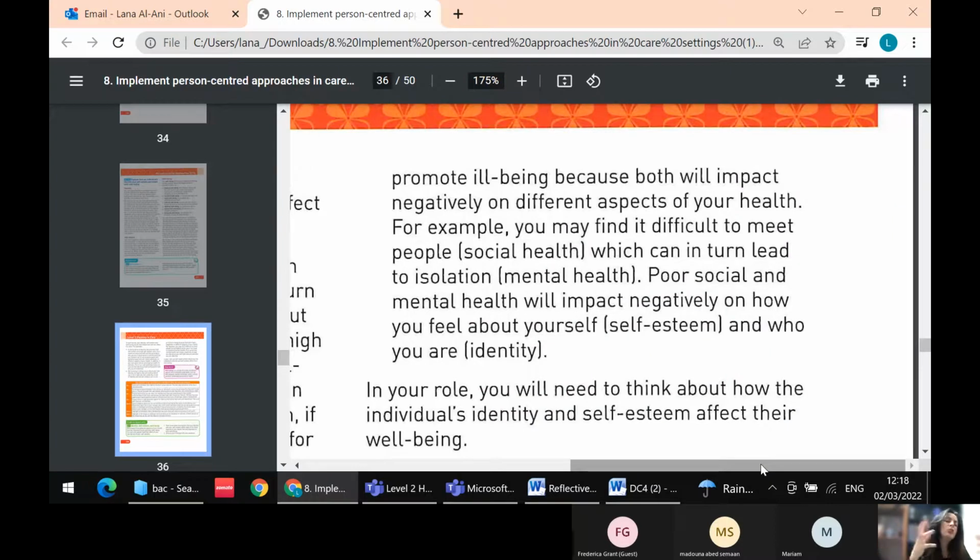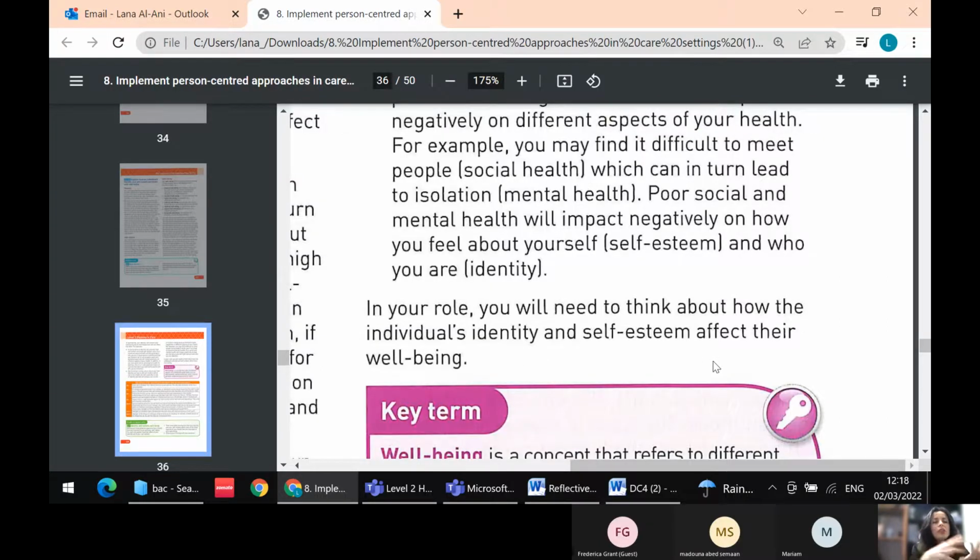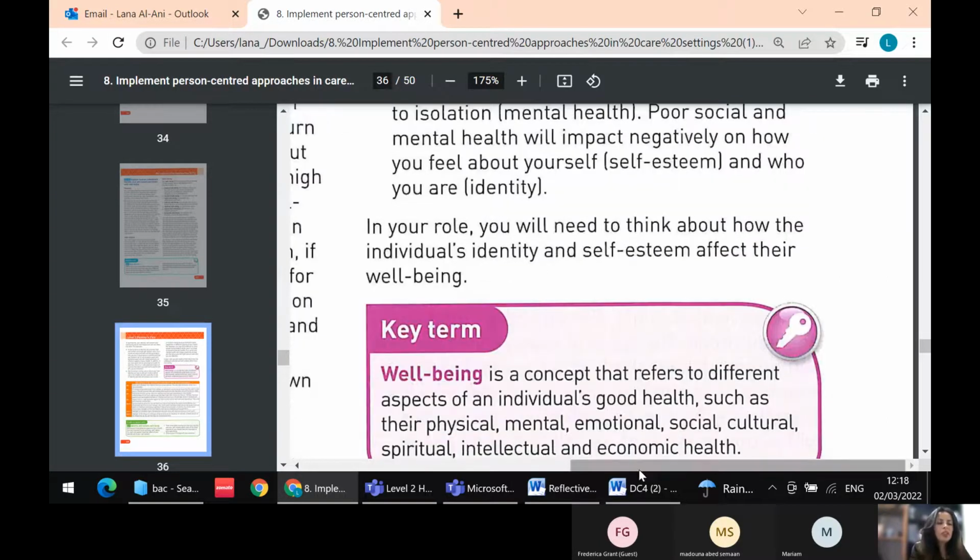You will be socially isolated from people, and then your mental health will suffer. Poor social relationships and poor mental health will affect your body and will harm your health. So this is all linked together. Is this understood?